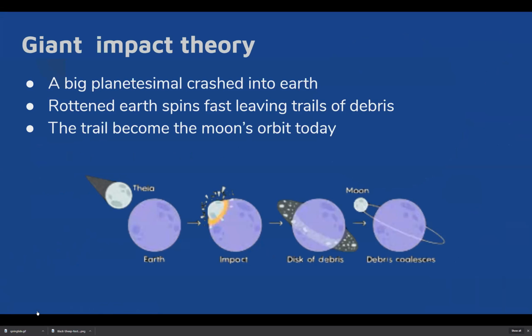Yep. All right. Giant impact theory. So it's when a big planetesimal crashes into Earth, which rotates the Earth and makes it spin fast, leaving trails of debris behind. The trails of debris become the moon's orbit today. Also, some part of the debris falls back on Earth.